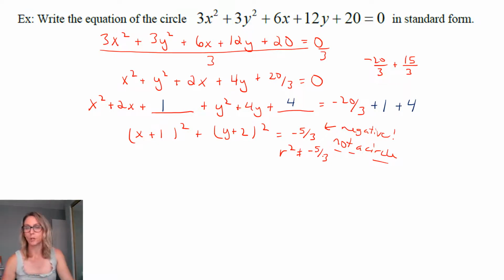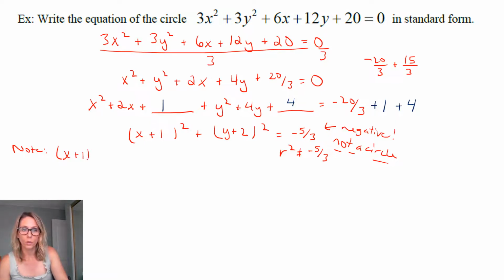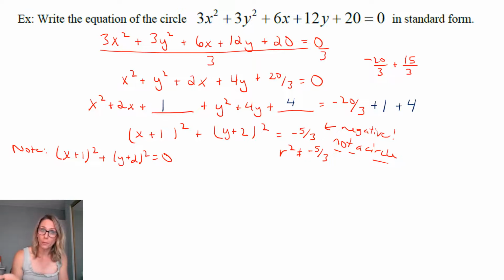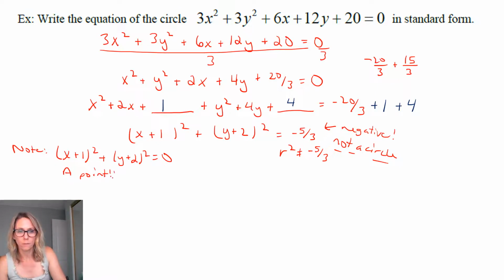So just know that. That's just to understand that. I know I tricked you. I apologize. Do note, however, because now we know if it's positive, you got a circle. If it's negative, you do not. But if you did end up with it equaling 0, you might be like, what is that? So this is a point.